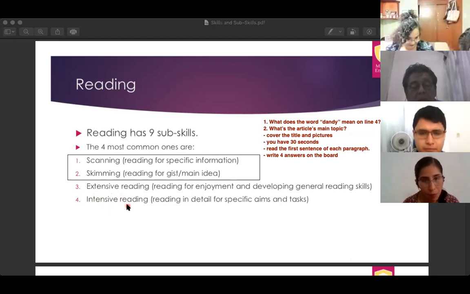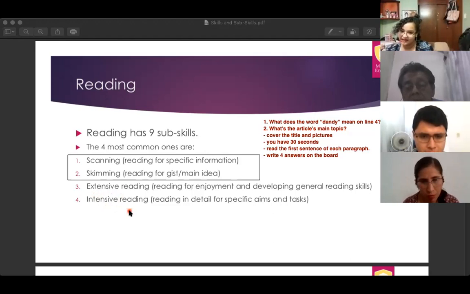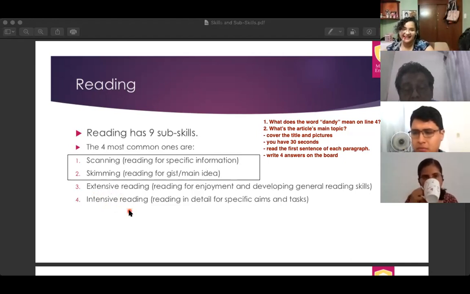And intensive reading is usually done in the classroom. Your students read for a reason. Like, we're going to read this article to find out new vocabulary about science. Or we're going to read this article to learn the present perfect. That is intensive reading. You're reading for a specific reason, okay? Remember, aims is the goals. The goals are what you set at the beginning of the class, the objectives, okay?